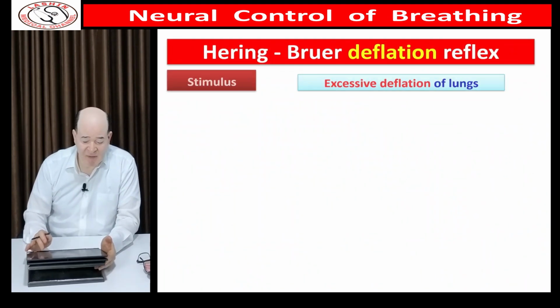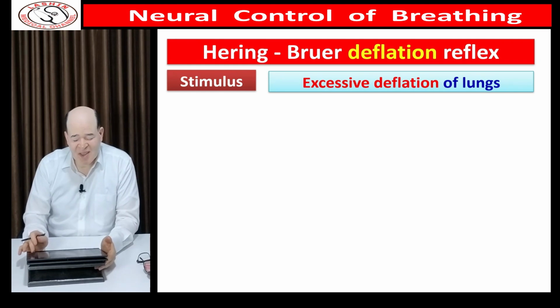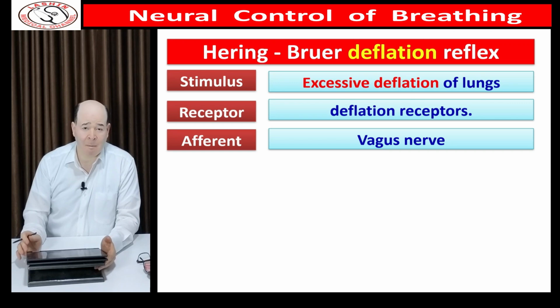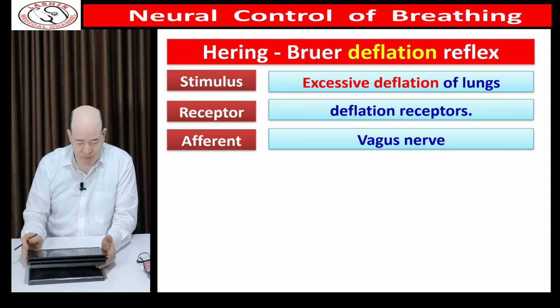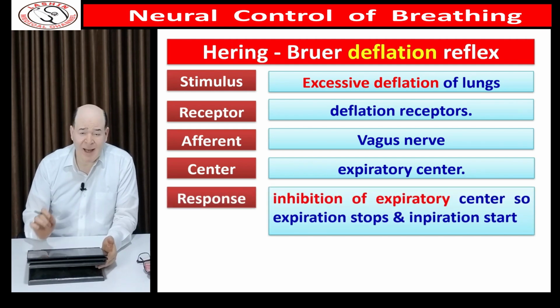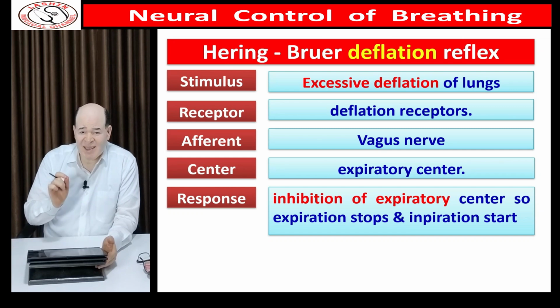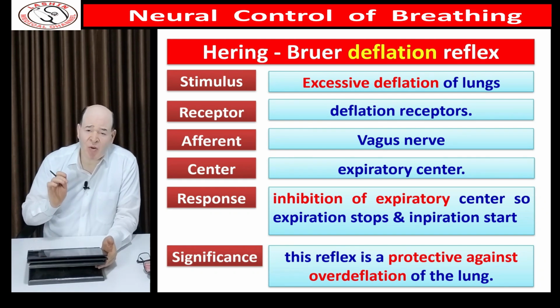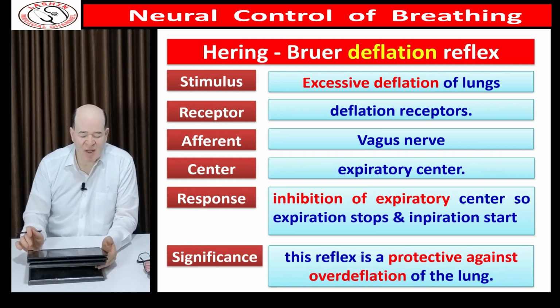The stimulus of the Hering-Breuer deflation reflex is over-deflation of the lung during forced expiration. Receptors are deflation receptors. The afferent is the vagus. The center is the expiratory center. At this moment, the expiratory center is so active that it is inhibited, so expiration stops and inspiration starts. This reflex is significant because it protects against collapse of the lung alveoli.